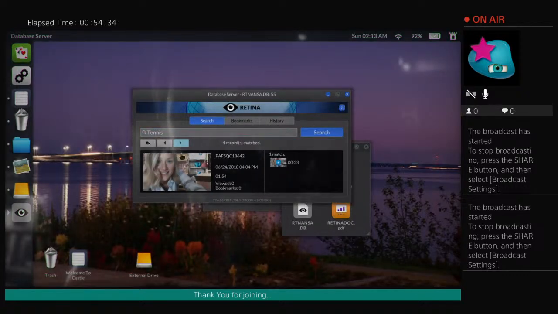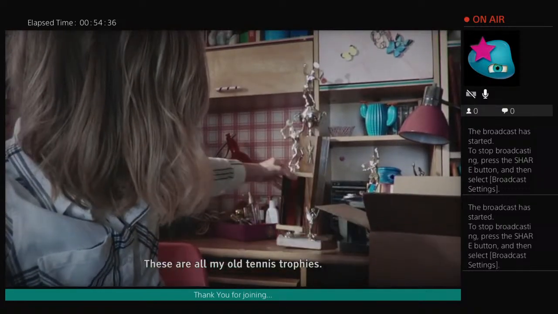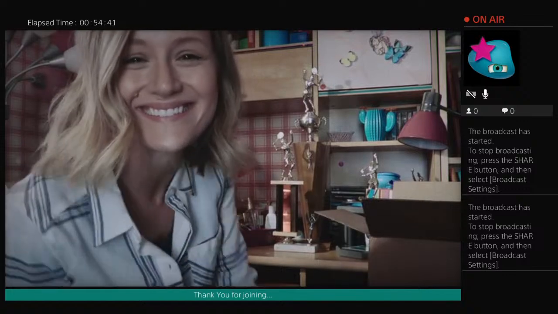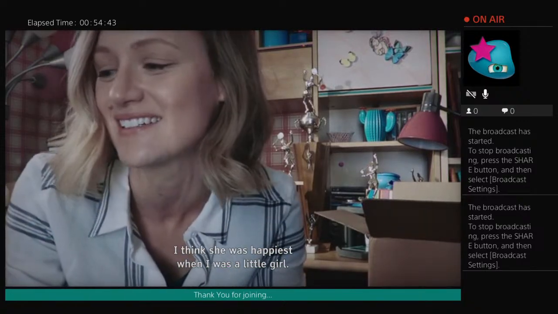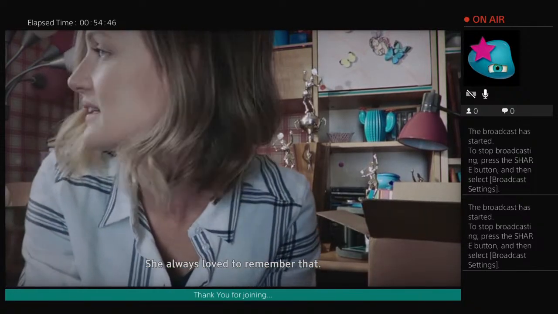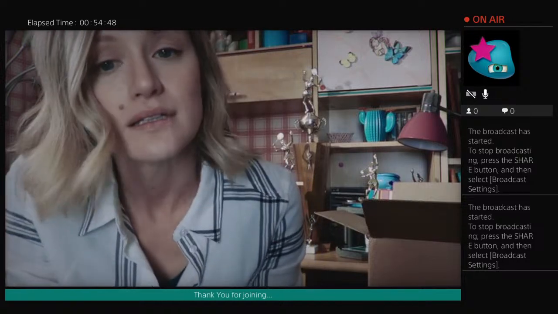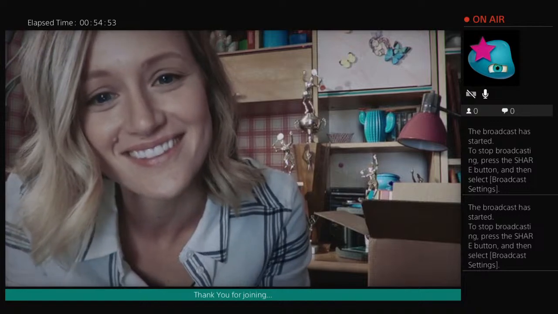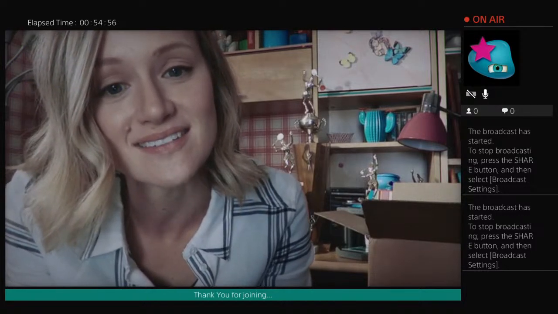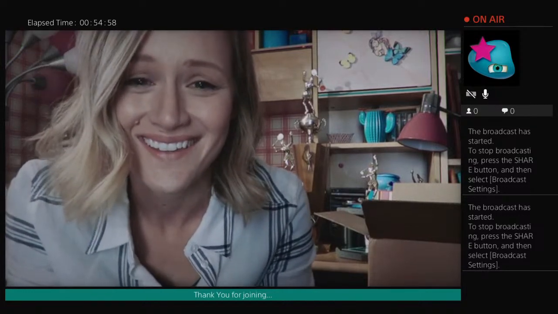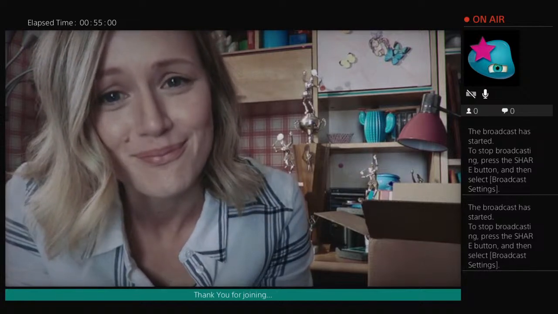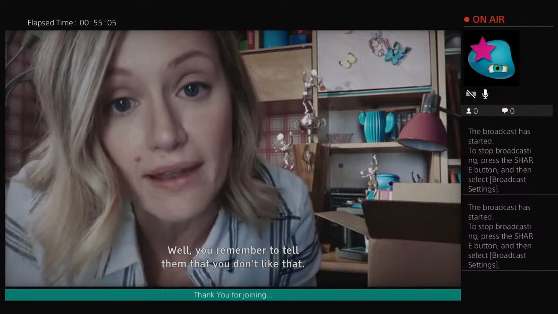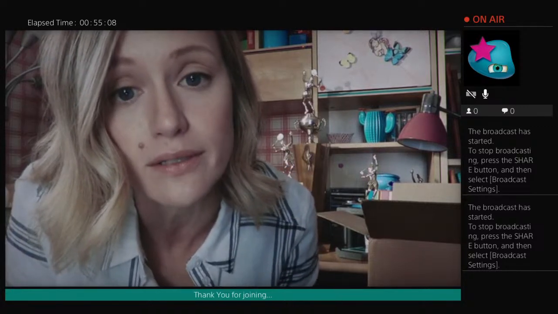That is tough to deal with. These are all my old tennis trophies. Maybe you'll win some of these yourself someday. I think she was happiest when I was a little girl. She always loved to remember that. How so? Oh. Well, you remember to tell them that you don't like that, okay? Don't let them push you around.